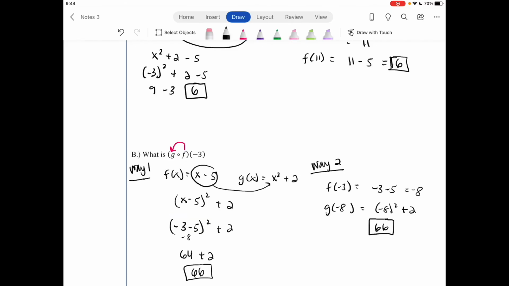Here are the worked out solutions. Notice how in both cases we always took the function of f and did that part first. Then we were able to take that function of f and plug it in place of just the x value in the function of g. You replace the x's with a negative 3 because of the notation right here, and your answer will be 66 regardless of which way you solve it.